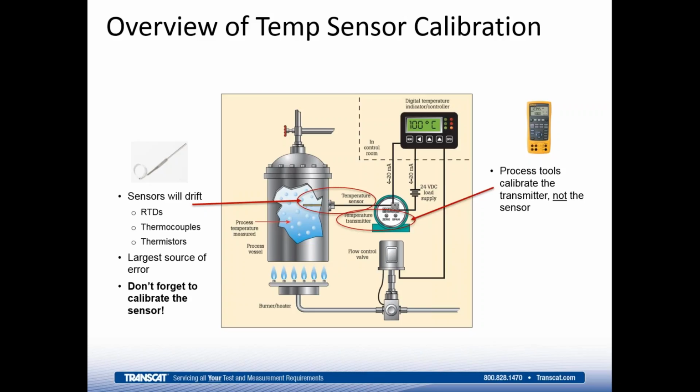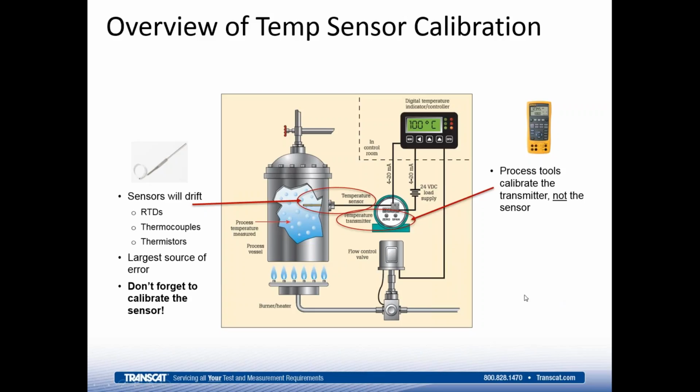But all temperature sensors are going to drift over time, and especially since they're going to be exposed to high and low temperatures and cycled and that sort of thing, the sensor is going to drift. And in fact, if you look at a system like this, the largest portion of the error is going to be coming from the temperature sensor. And so it's kind of a shame that in many cases we don't even have processes to calibrate anything but the electronics that are connected to the temperature sensor. So we're going to talk about how to fix that today using a dry block calibrator.